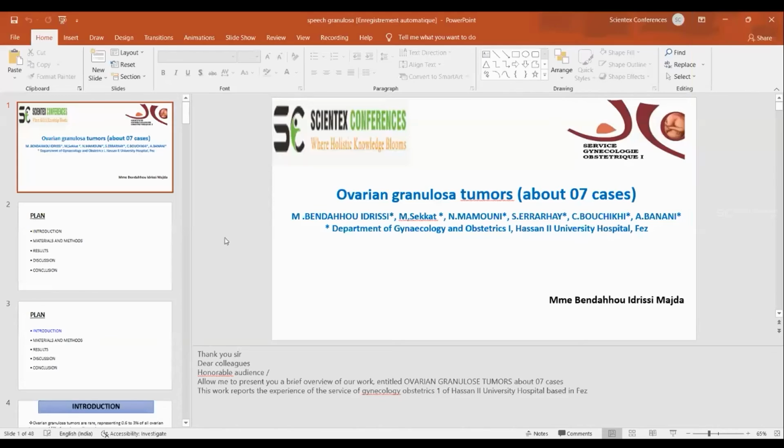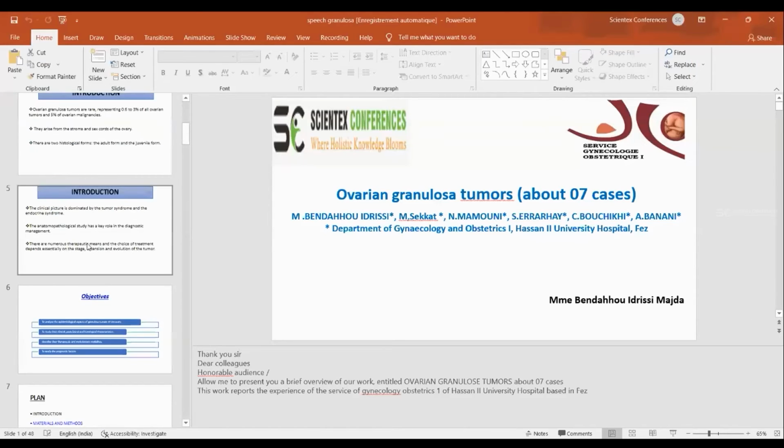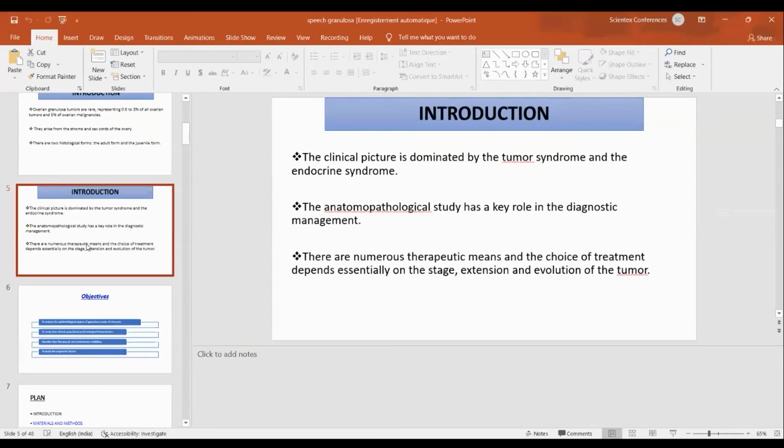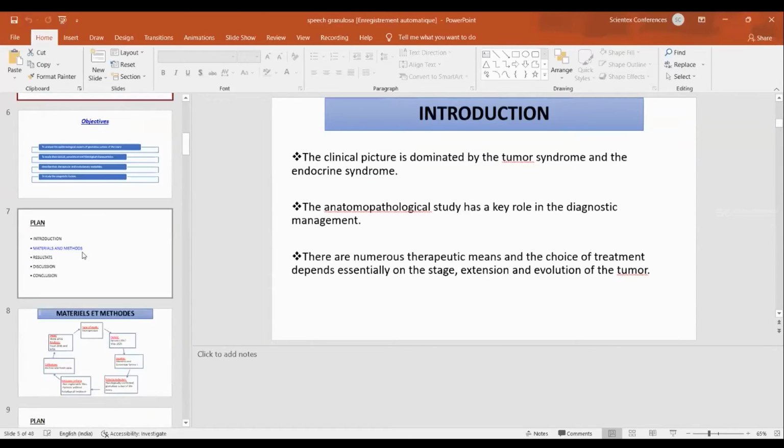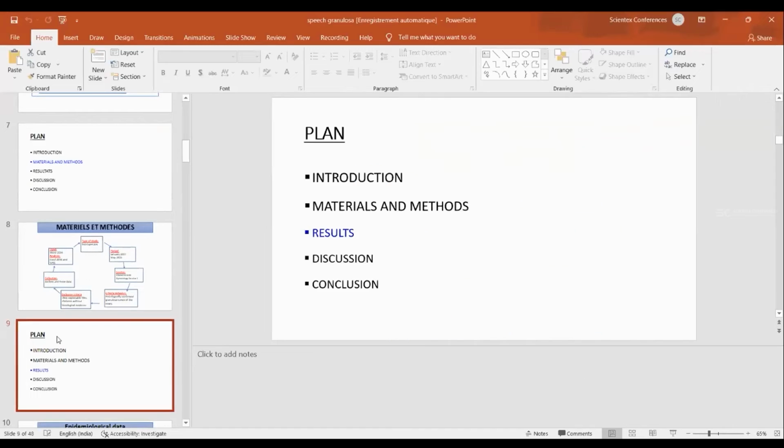Turning to the clinical diagnosis, the circumstances of discovery reported by our patients were dominated by abdominal pelvic pain in 85.71% of cases. Abdominal pelvic mass was reported by 71.42% of cases, and abdominal distension and metrorrhagia were reported by 28.57%.